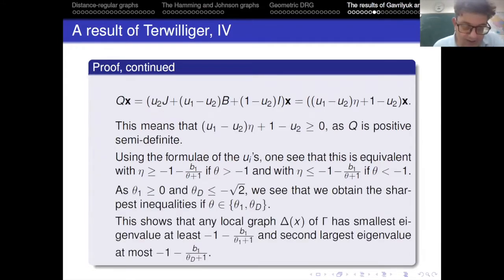Now we know that theta 1 is at least 0 and theta d is at most minus square root of 2. And then we see the sharpest inequalities we get if theta is in these two values, theta 1 and theta d. This shows that any local graph delta X of gamma has eigenvalue at least minus 1 minus B1 over theta 1 plus 1, and second last eigenvalue at most minus 1 minus B1 over theta d. So we get the bounds on the local eigenvalue.